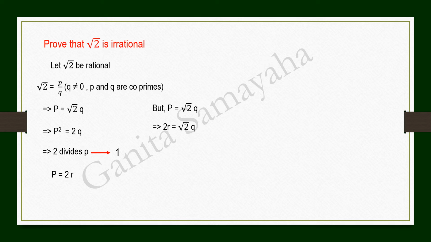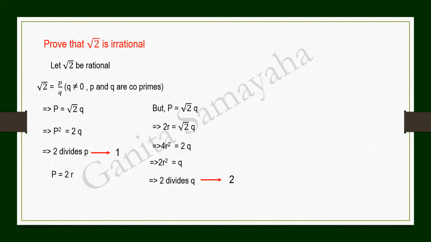We will square both the sides. We have 4r squared is equal to 2q. Or on simplifying, we have 2r squared is equal to q. What does this statement mean? This statement means that 2 divides q. Is it clear, children? So we have got that 2 divides q. Let us call this as statement 2.